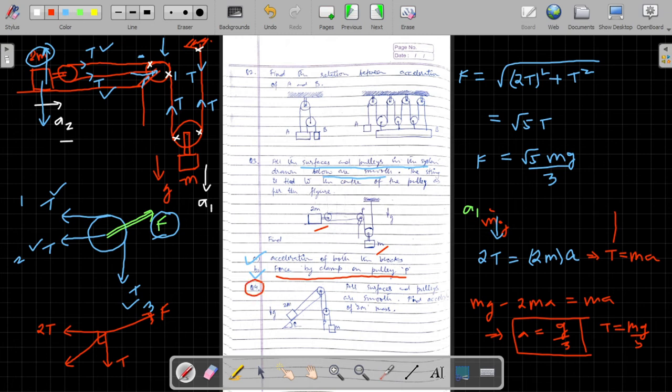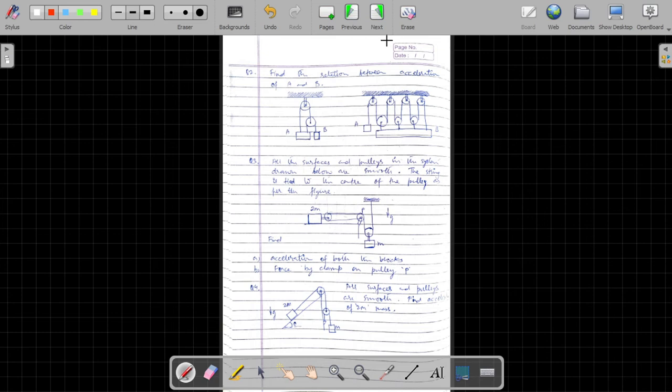Next, we will be doing question number 4. In question number 4, we have a pulley which is fixed and one pulley which is moving. The fixed pulley is at the top of the incline. The mass attached to this pulley is of mass 2m. And again, we will be going through the same idea. We have to find the acceleration of both the blocks. So in this particular case, we are looking for the acceleration of the block of mass m.